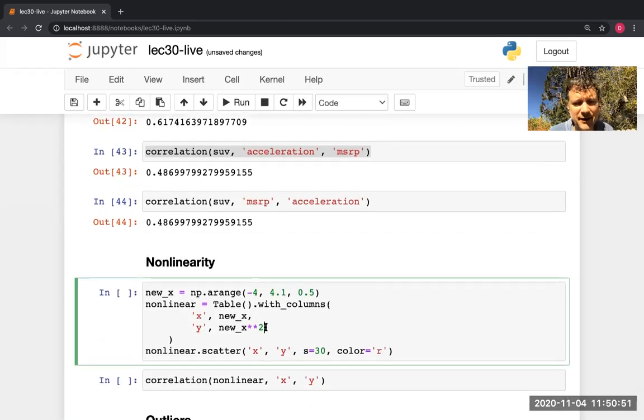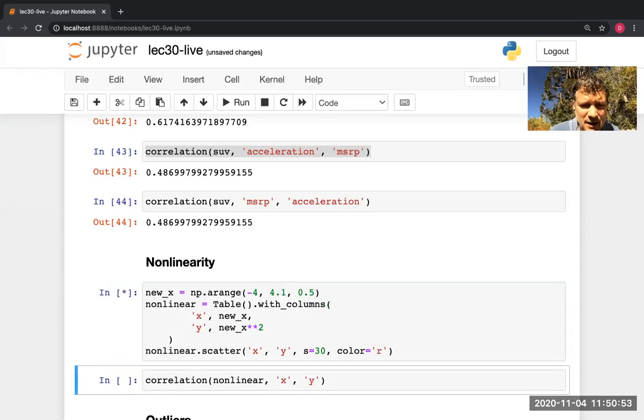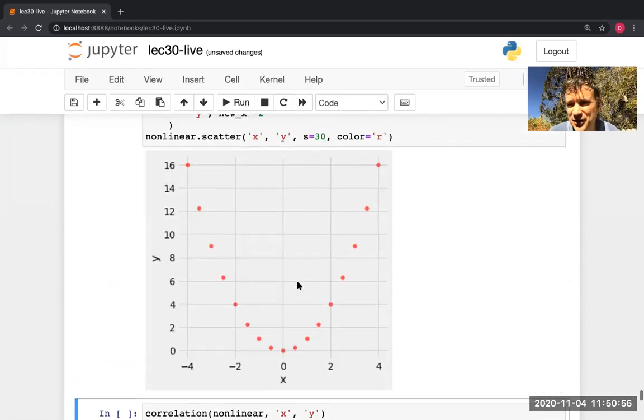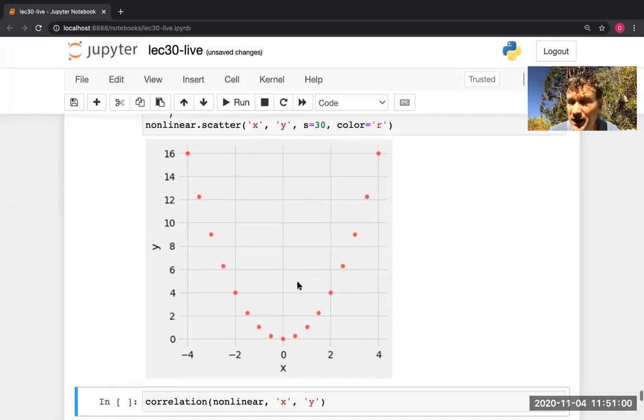All right, so let's look at nonlinearity. Here's an example data set that has an association, but it's a nonlinear association. You see that kind of a bowl shape? That's definitely not a straight line. That's curved. But there is a very strong association there. It's just not a linear association.